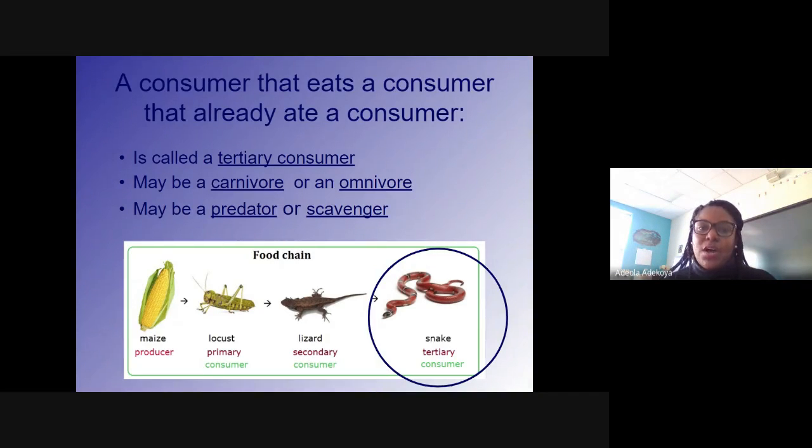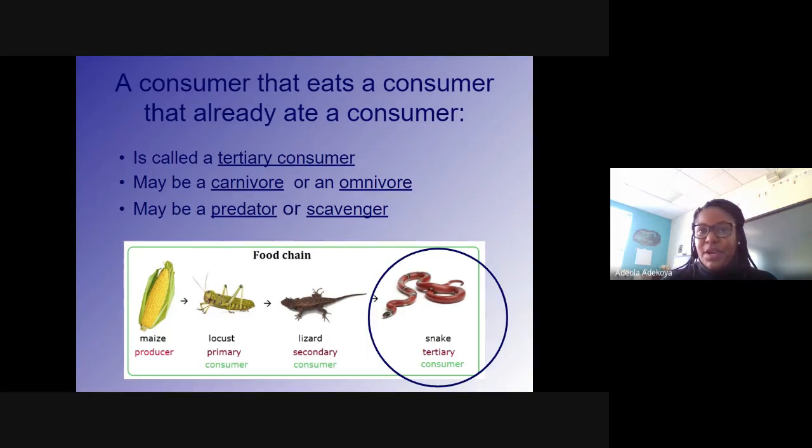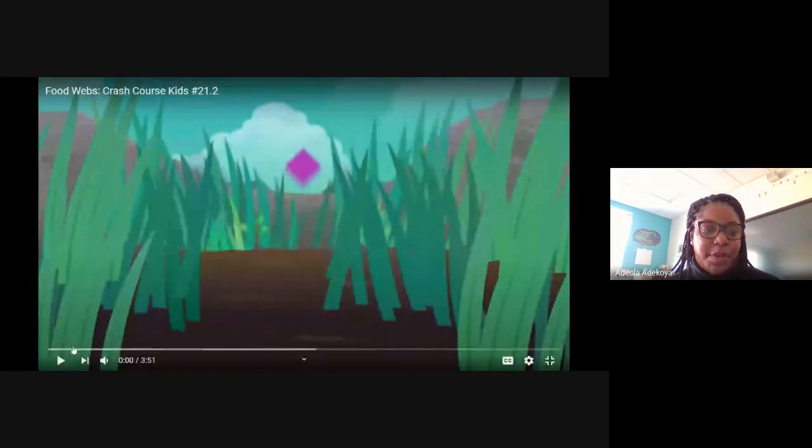Now we're going to go ahead and talk about food webs and what the difference between a food chain and a food web is. So while a food chain is just showing us something really simple, a food web shows multiple food chains together. All right, so think of a spider web where you can see different lines. So a food web would show you multiple food chains together. All right, to help us better understand a food web, we're going to go ahead and watch this video about food webs.